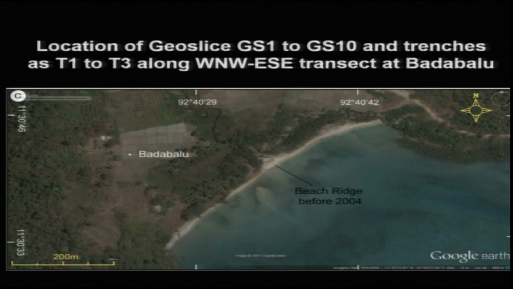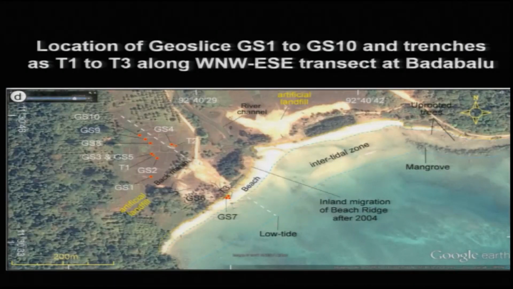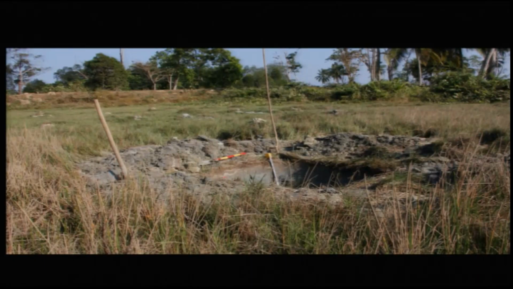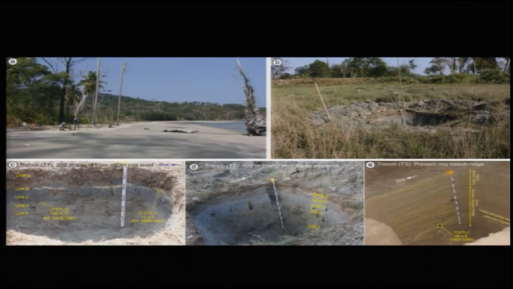So, this is the location of the geo slices, we took these sections from this area. We also opened up small pits, and then we also took the topographic profile to mark how much land level change took place along this because of the 2004 earthquake. So, we used pits, and if you carefully see this part here, this is the 2004 tsunami sand preserved in the sediment section. So, these are the trench photographs which were taken from the area around Badabalu.